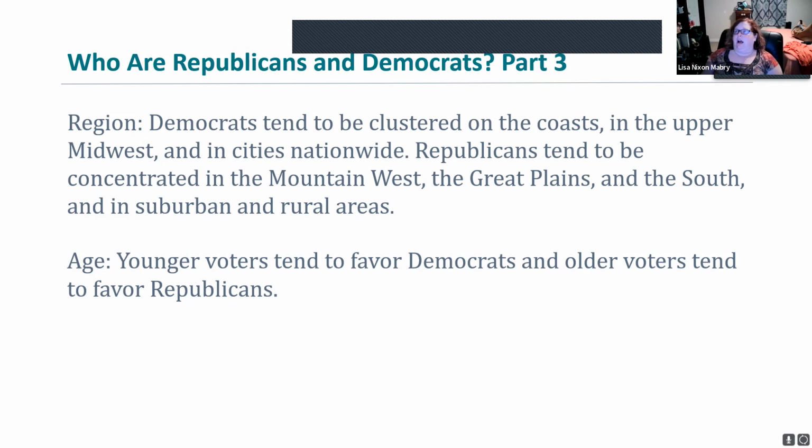You look at the 2020 election, Atlanta was very blue, but all the surrounding areas to Atlanta were very red. Blue for Democrat, red for Republican. And then age, we've talked about that before. Younger voters tend to favor Democrats, older voters tend to favor Republicans. There are a lot of theories behind that. I won't even go into all the theories, but there are a lot of different ideas behind why younger voters versus older voters tend to vote the way they do.